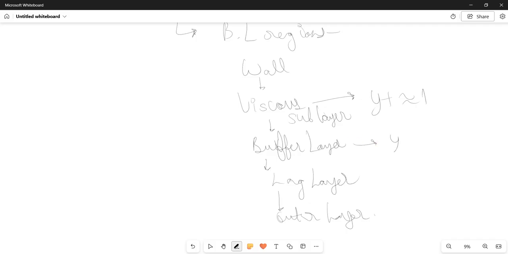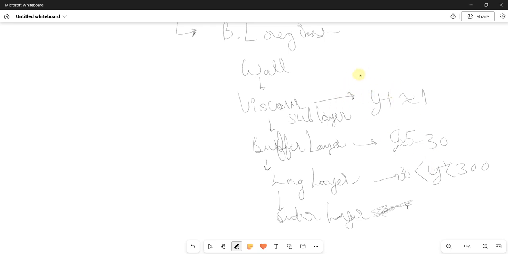Your buffer layer, your y plus is from 5 to 30. Your log layer, your y plus is 30 to 300. Y plus, I mean, not y. Outer layer is just the outer layer, so I don't consider this. So yeah, what does this mean?